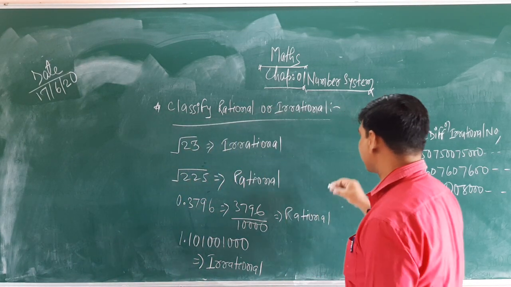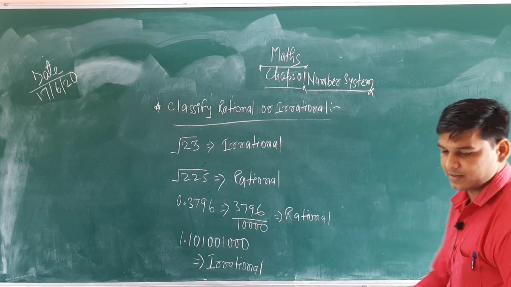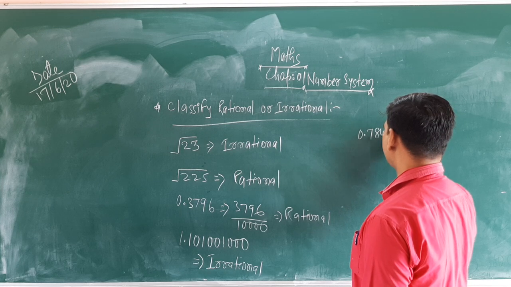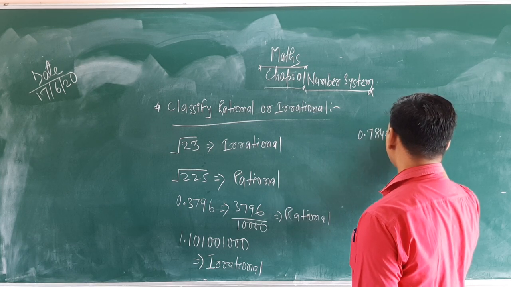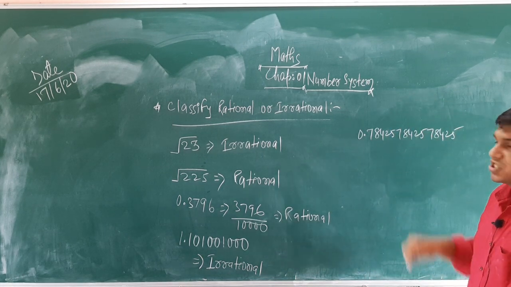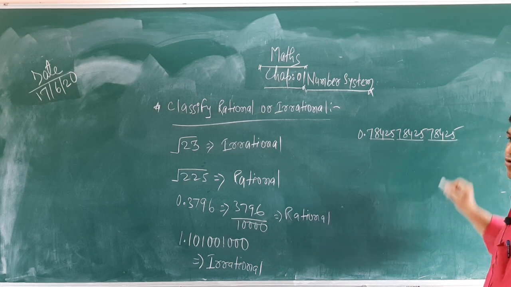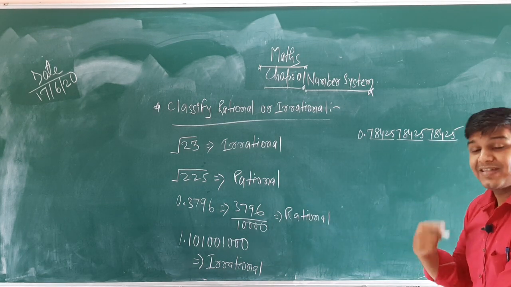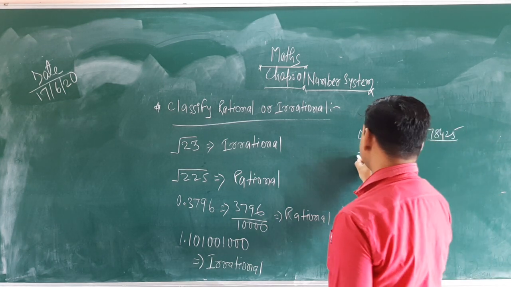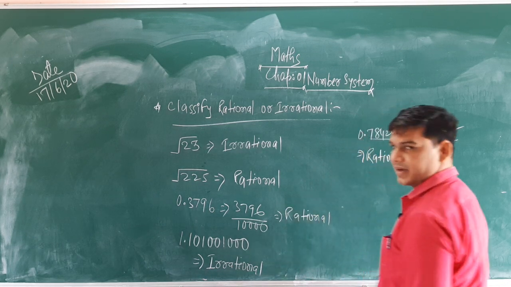But for example, if I write another example as a rational number, how can I write it here? See, 0.78425, 78425, 78425. In this question you see that the numbers 78425, 78425 are repeated. If the same numbers are repeated, and it is a terminating number, it is always a part of rational numbers.